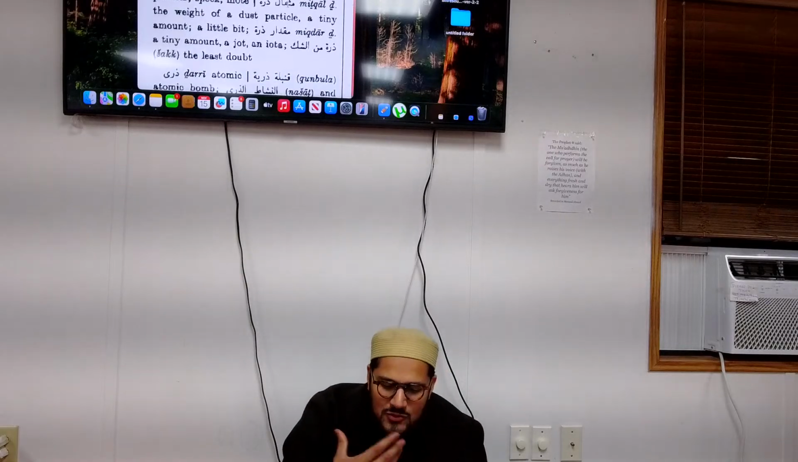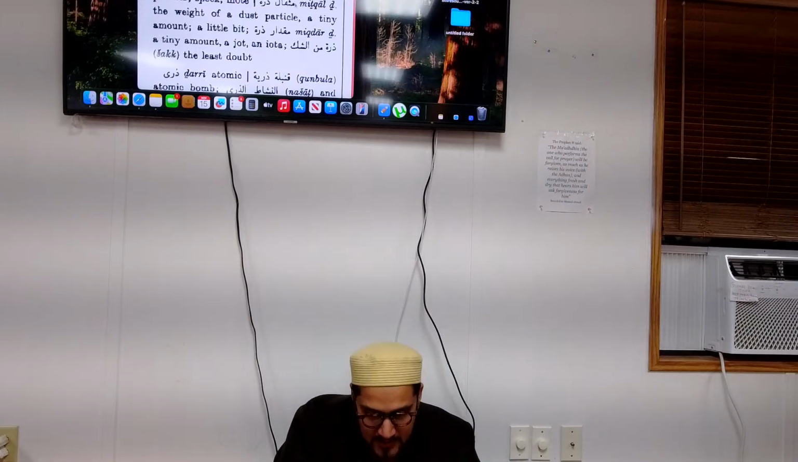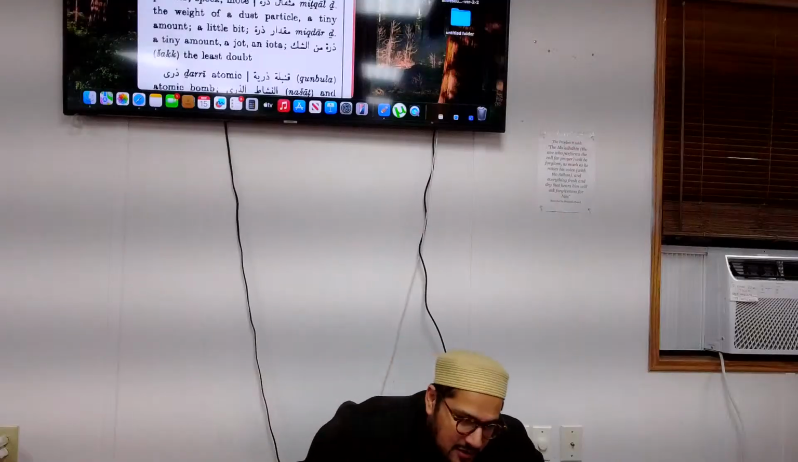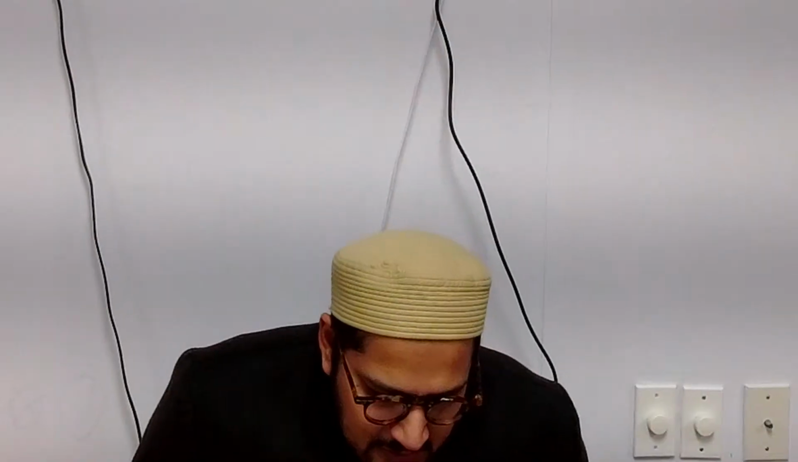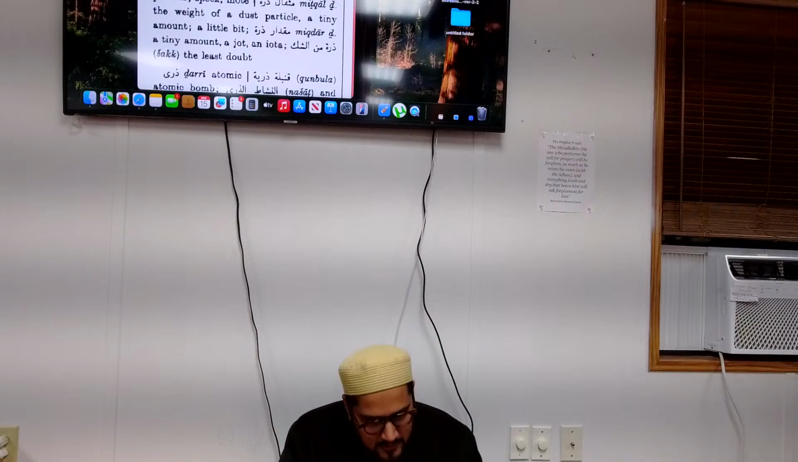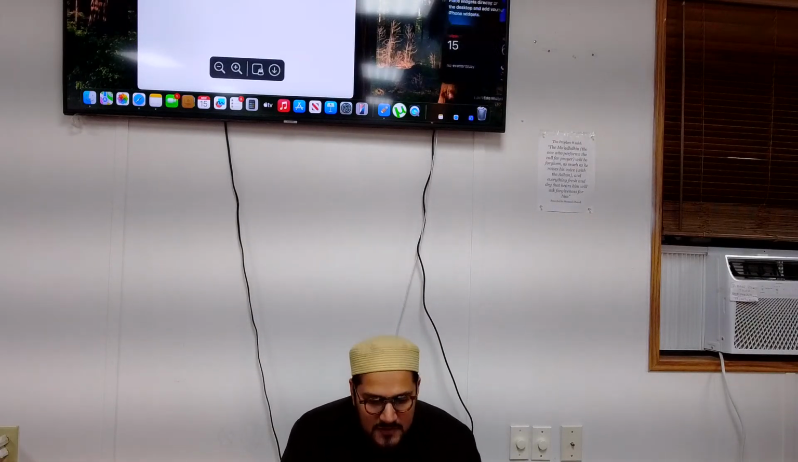There's other meanings that it used to have. Back in the day, dharra was like the smallest imaginable thing, right? Mustard seed was not actually called a dharra. Here, you see the weight of a dust particle, just a tiny, unimaginably small thing. So mithqala dharratin means whomsoever did the slightest degree khayran, of goodness, yarahu, such a person will see that goodness.